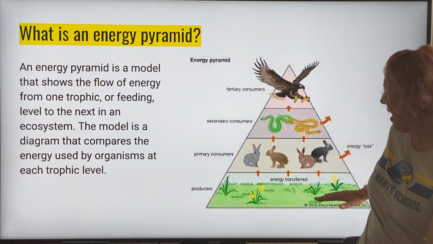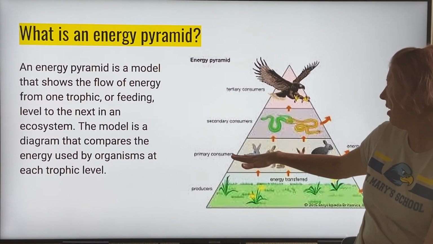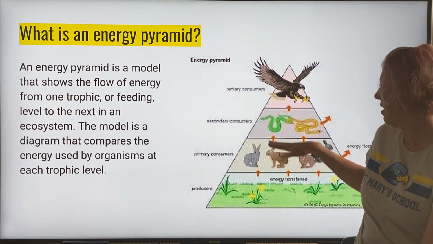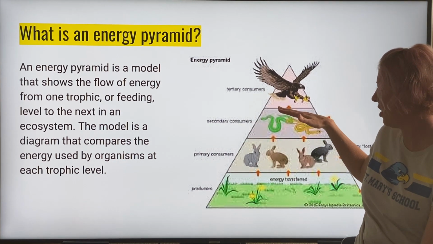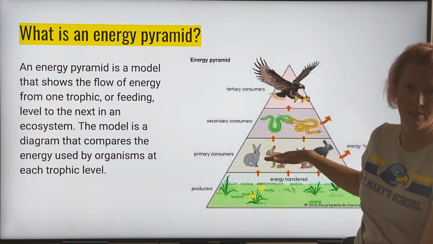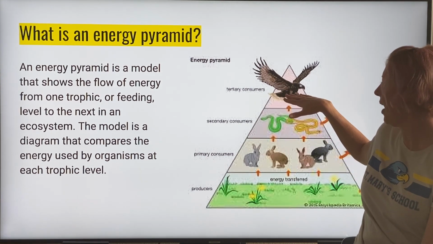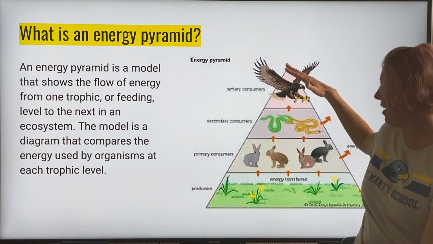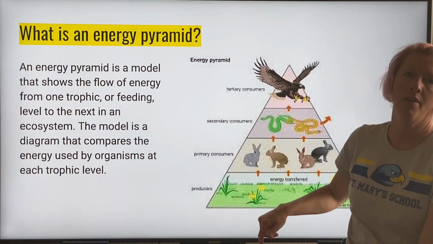So down here at the bottom, we have the plants. Then we have primary consumers. These are animals that just eat plants. Then we have secondary consumers. These are animals that eat plants. And then we have the top of the energy pyramid. These are animals that eat anything below them on the pyramid.